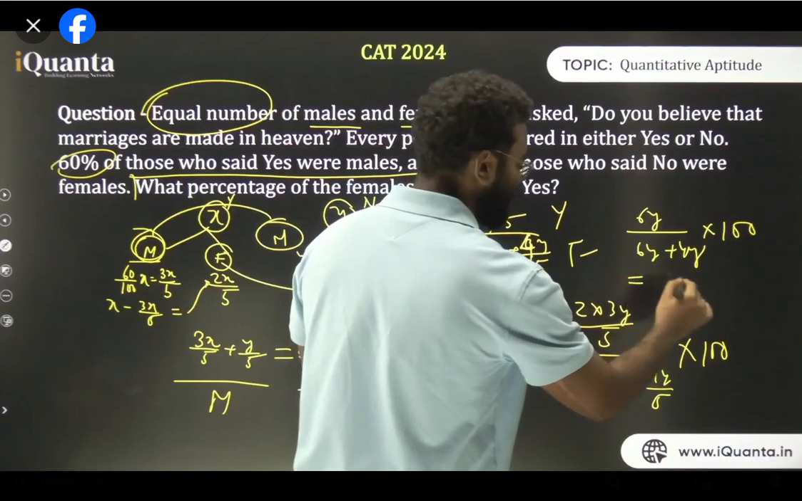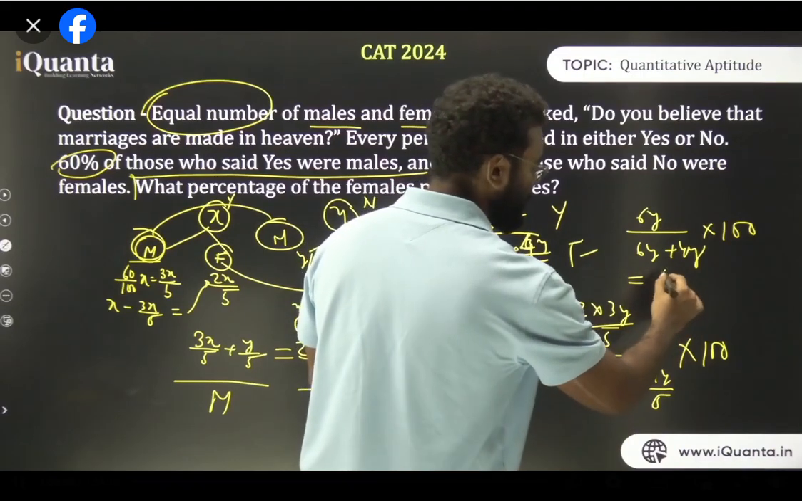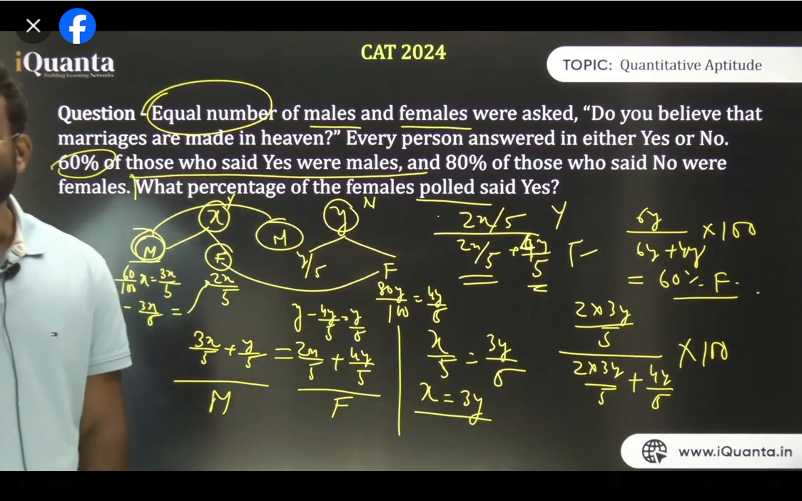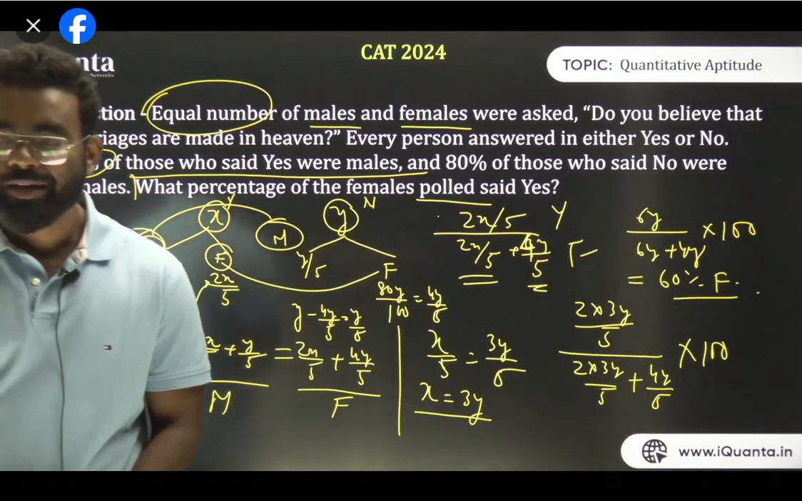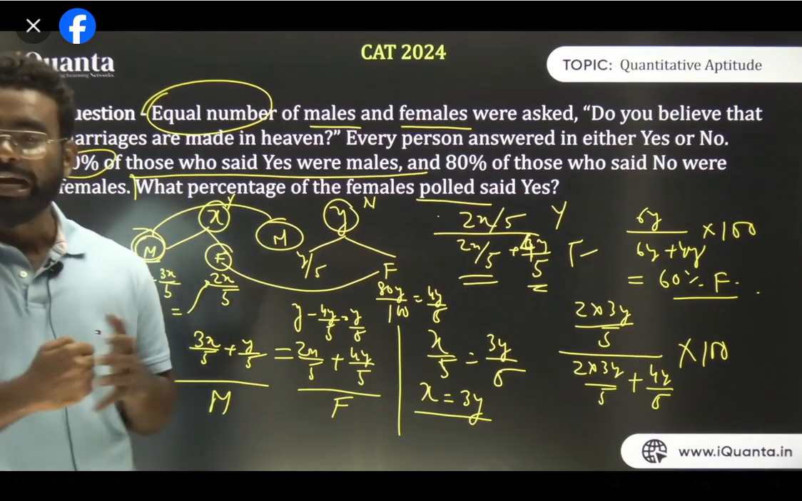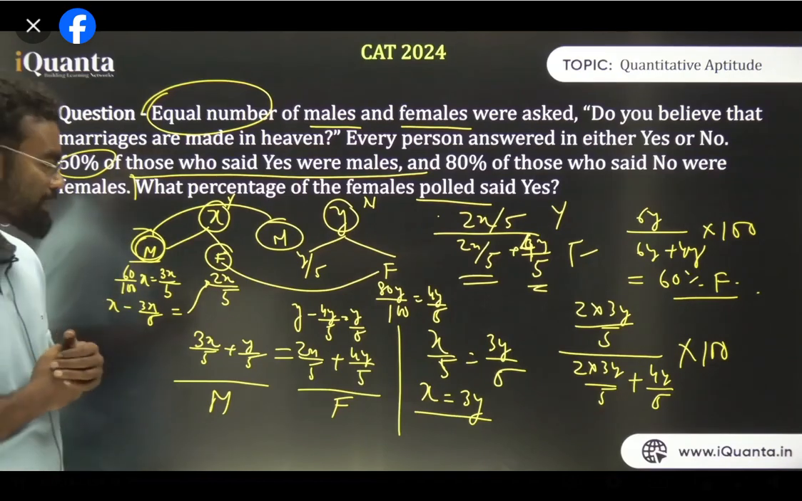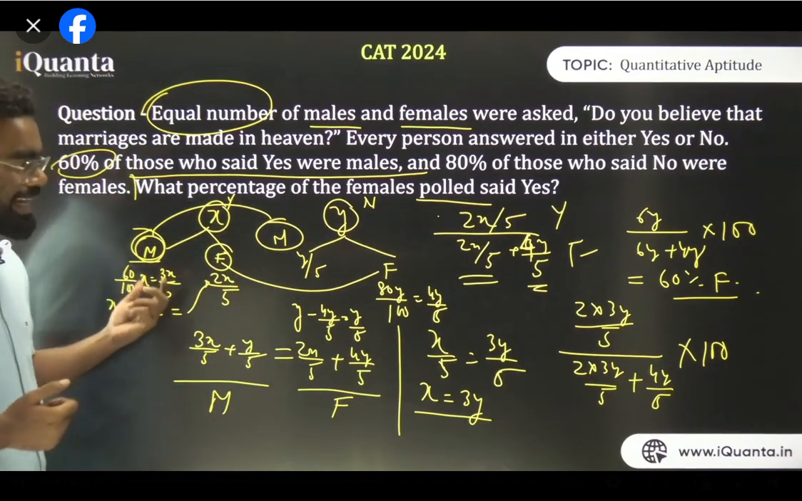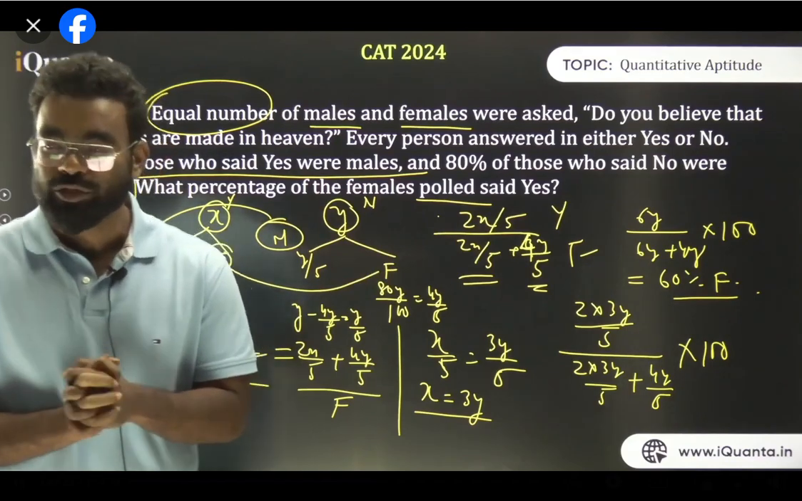So the answer over here is basically, what is the answer? That is 60% of females said yes. Am I clear? So that's why I'm not taking 100 and 100. Why have I not taken 100 and 100? Because I know the male and the female have to be equal. And the easiest way to do this is to take male and equate them, and you'll get a direct answer from this. So the answer is 60%.